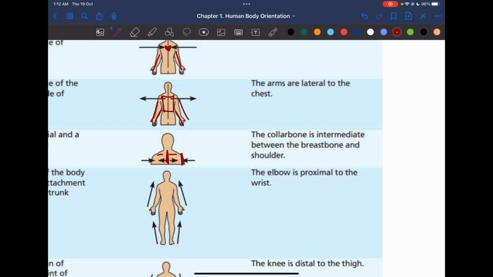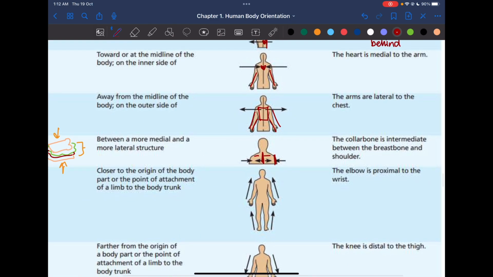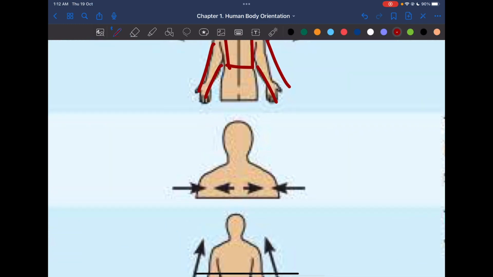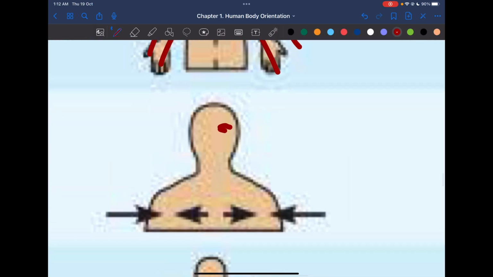There was also an example that our doctor gave us. He said that the eye is intermediate between the nose and the ear, which, let me draw it for you guys. Eye, ear, nose. Okay, he looks scary.